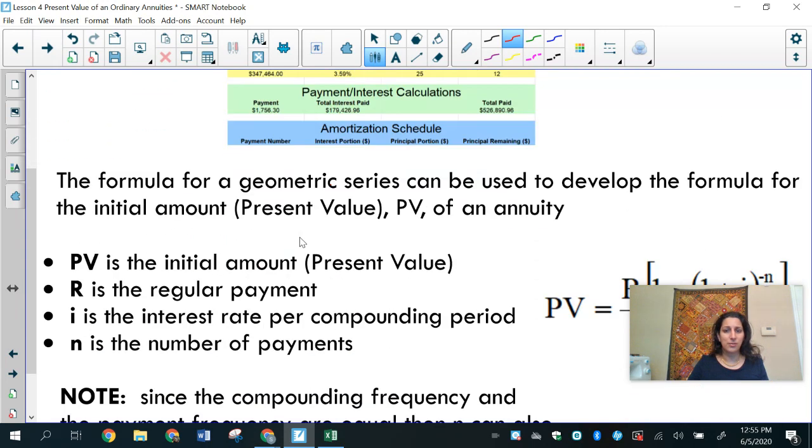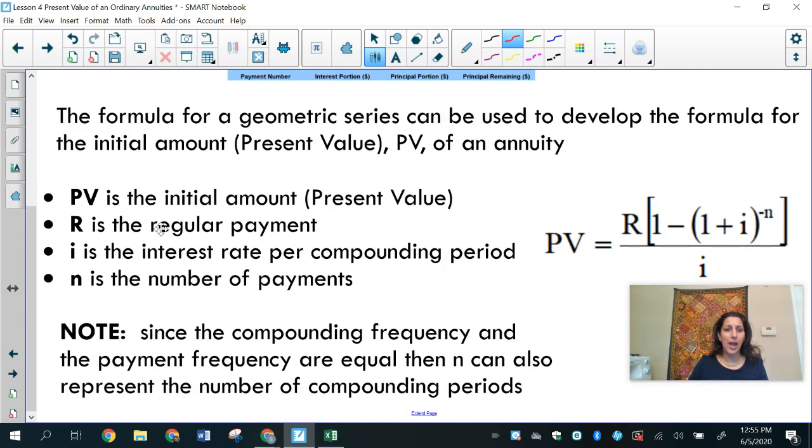Now, this is very similar to the formula you had for future value, but now I'm going to use PV for present value, meaning what do I need today? R is the same R that it was for the future value question. That's your payment amount. But now take a look at this square bracket. This is a little different than last class, right? Last class, you had the (1 plus i) to the n, and then minus 1.